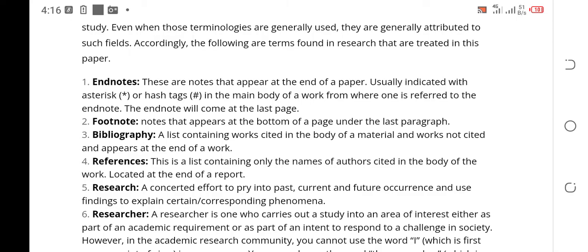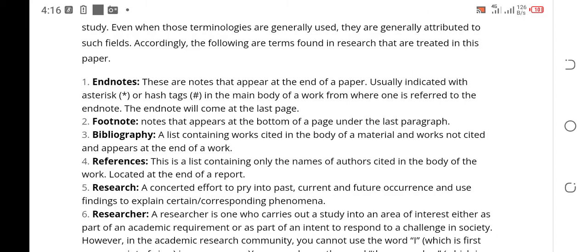Some referencing styles use this endnote technique. So please check very carefully. Whenever you are reading and you see an asterisk, just go to the bottom of the page. You will see some information placed there. Those pieces of information under the page, which are not part of the information in the main page but are reference works, those notes are called endnotes.